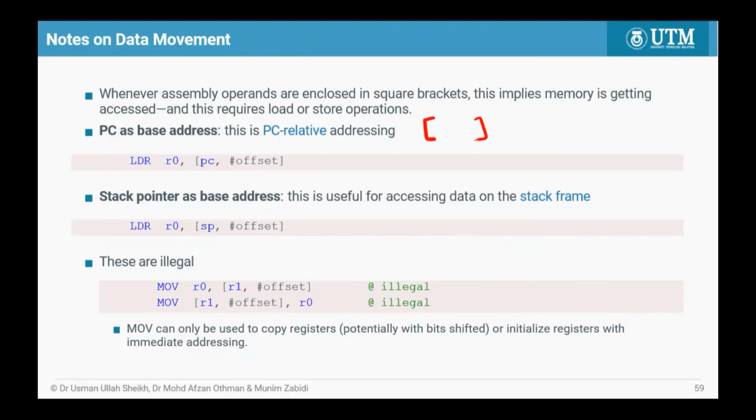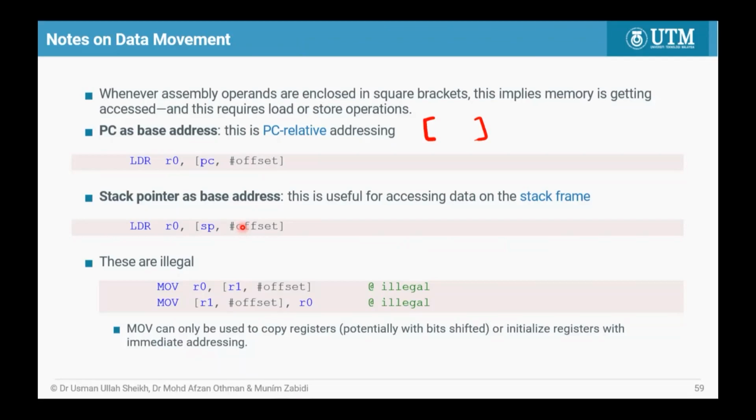Okay, you can use the PC, the program counter, as your base address. This is what we call PC relative addressing. So for example, LDR R0, PC and offset. You go to your PC, take the PC value and add it with your offset. Or sometimes you can use the stack pointer as a base address. So this is the instruction LDR R0, SP, hashtag offset. This is similar: take the value of your current stack pointer, add it with your offset, go to the location, take the value and put it to your R0.